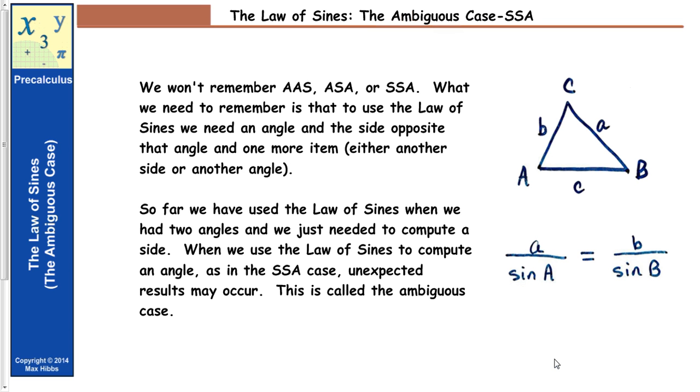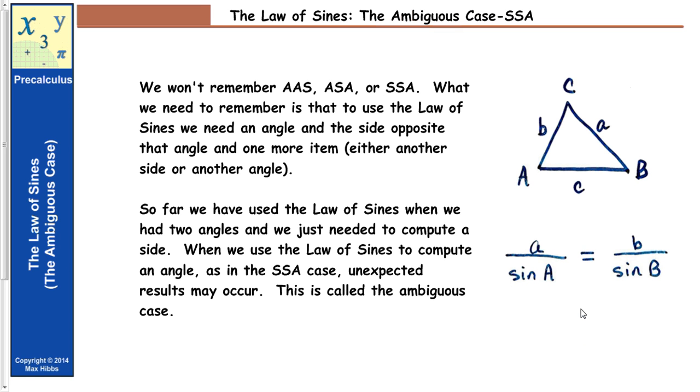What we need to remember is that to use the law of sines, we need an angle and the side opposite that angle and one more item, either another side or another angle. That's what we need to remember. And we also need to remember that when we're dealing with the law of sines, we just use two of the ratios as an equation. Although we've got three ratios in the law of sines, we use two of them.